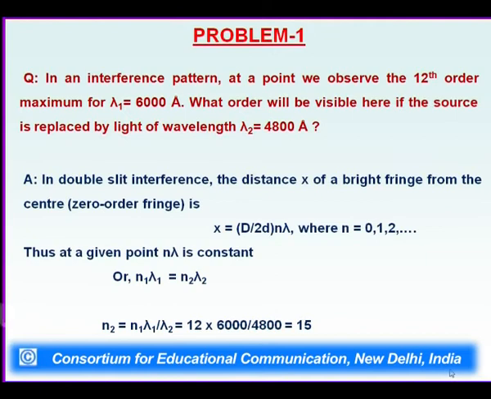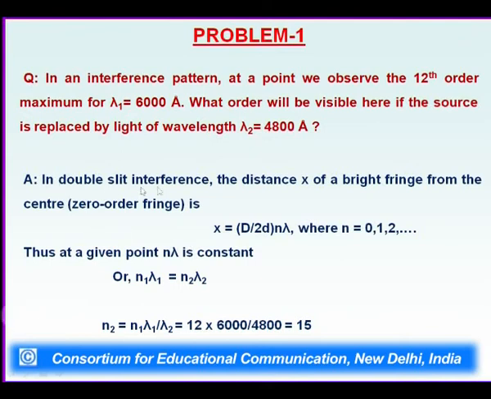Now we discuss some problems about interference. First, we take the first problem. In an interference pattern at a point we observe the 12th order maximum for lambda 1, which means the wavelength is 6000 angstrom. What order will be visible here if the source is replaced by light of wavelength lambda 2, whose wavelength is 4800 angstrom? Then what do we use in the formula?